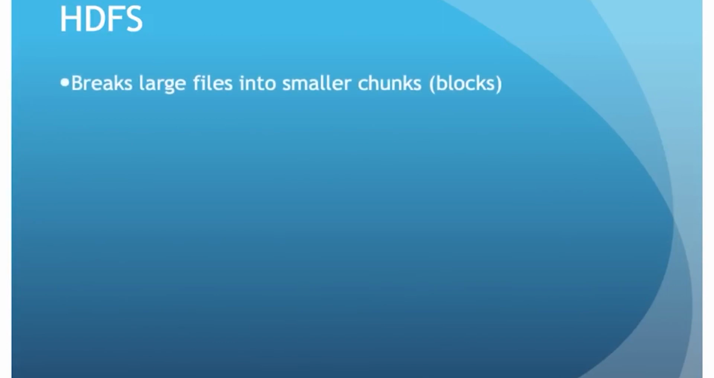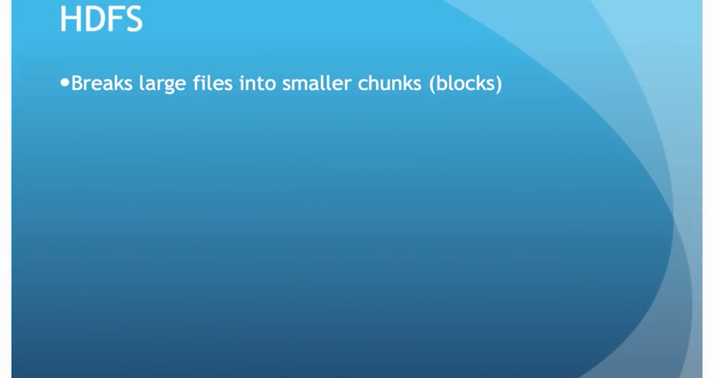That file would be physically broken up into much smaller chunks. By default, these chunks or blocks are 64 megabytes. Often it's recommended that these blocks be 128 megabytes. The file continues to be logically 1 terabyte in size. We get several benefits by breaking up the terabyte file into smaller blocks.